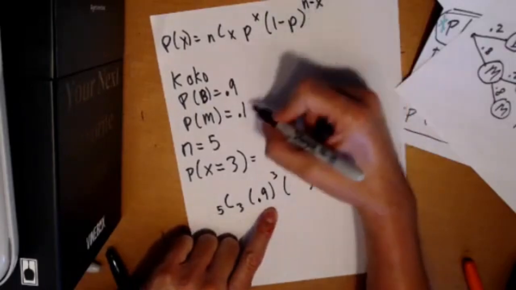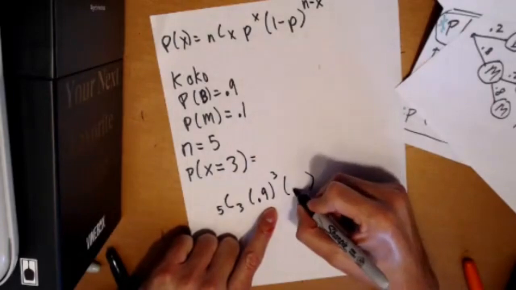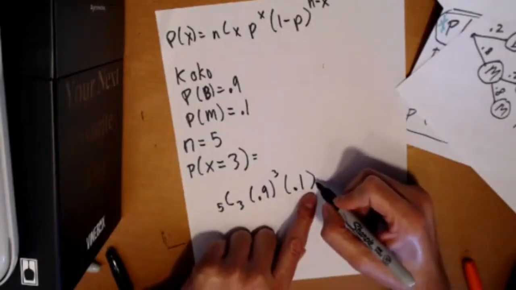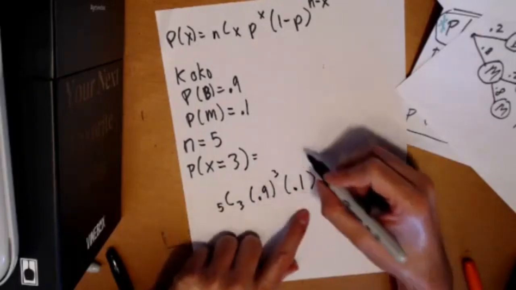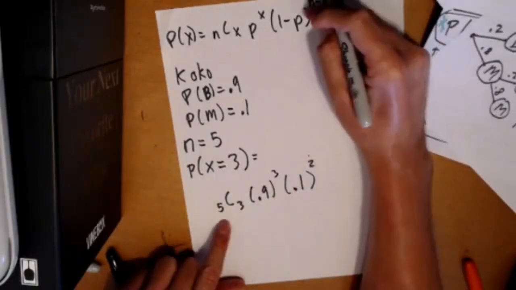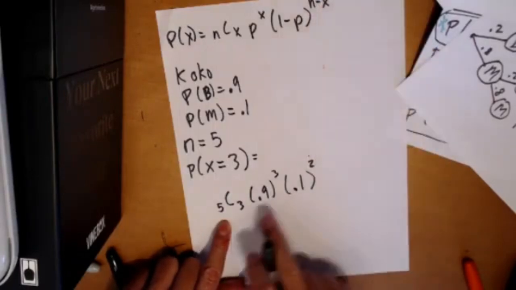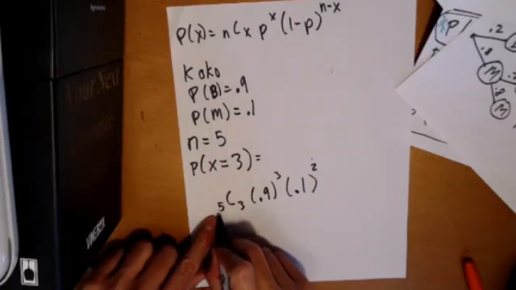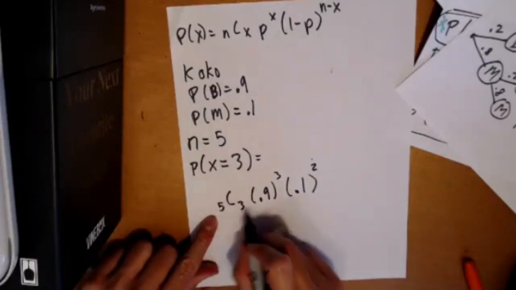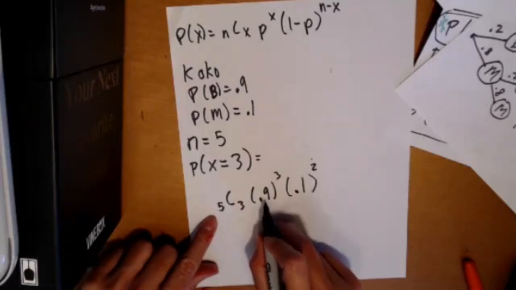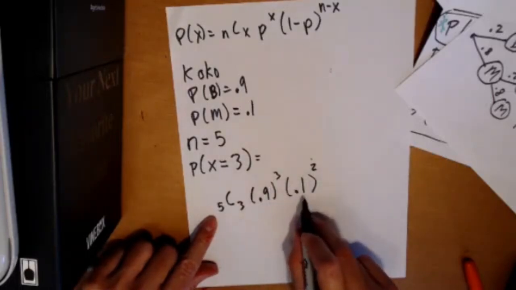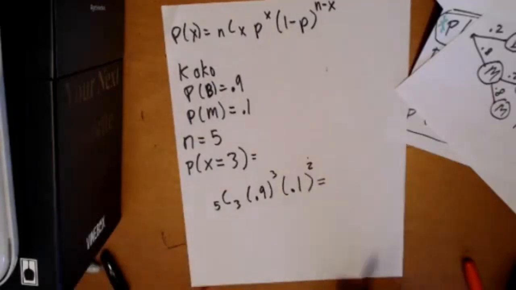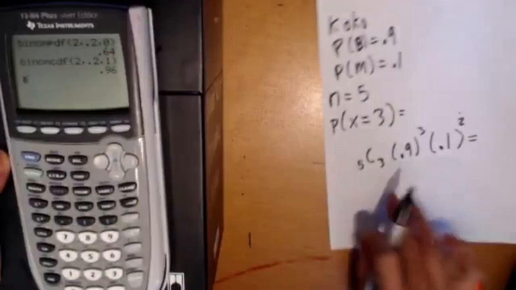What's the probability Coco misses? 1 minus P. Probability of missing is 0.1. And how many did Coco miss? Well, if you made 3, that means you missed 2, right? 5 minus 3 is 2. So this is how many baskets you attempted, 5. How many did you make? 3. Probability of make, 0.9. And how many did you make? 3. Probability of miss, 0.1. And how many did you miss? 2. You're going to appreciate the shortcut, but let's do this the long way.